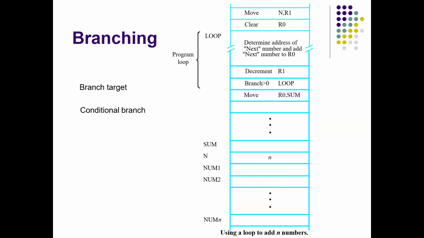So every time after this process, we are checking whether the branch condition is greater than 0 or not. Branch here means nothing but the R1 value. If it is greater than 0, we go and execute the loop again. After it reaches the 0 value, we finally move the summation R0 into sum. So this is the same previous example, summation of n numbers, which we are achieving through the branching or looping concept. Thank you.